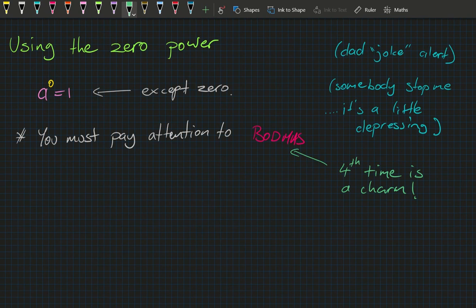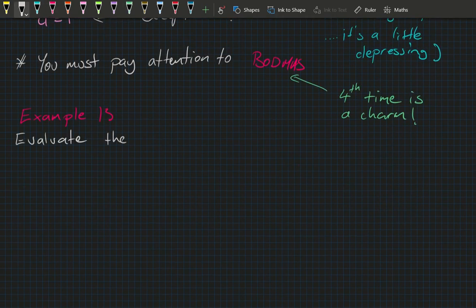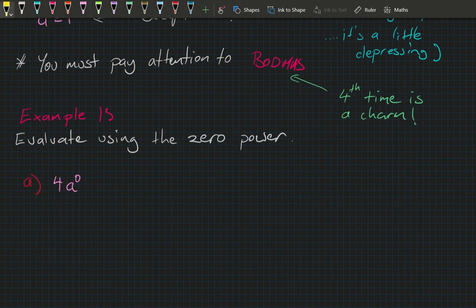But let's just move straight into example 13, where we have to evaluate the following expressions using the 0 power. And the expression we have in part A is 4 times a to the power of 0. So a raised to the power of 0 is 1, so therefore that's equal to 4 times 1, which is equal to 4.